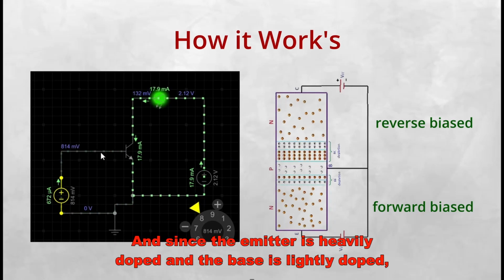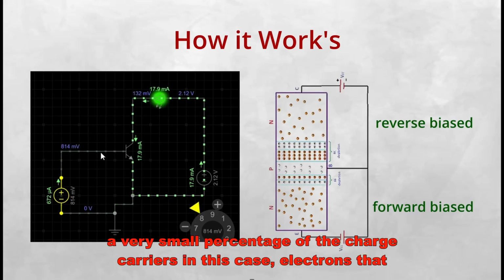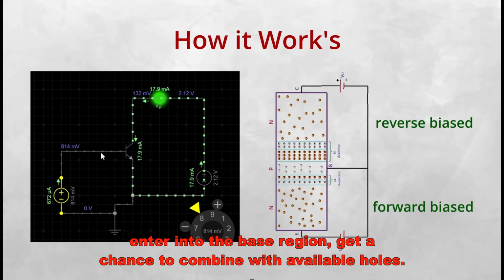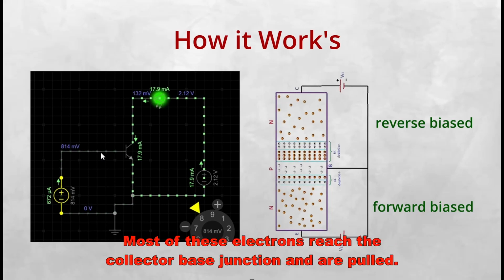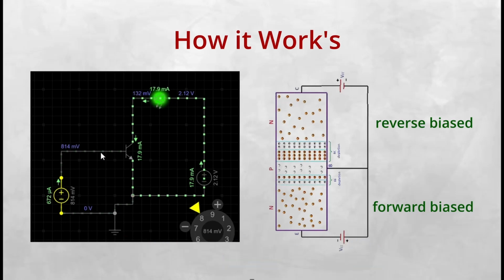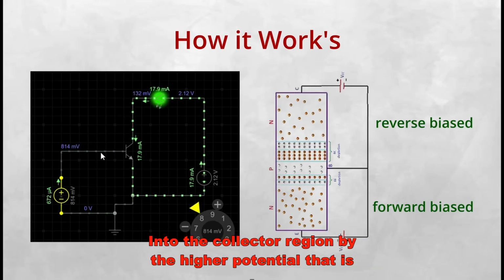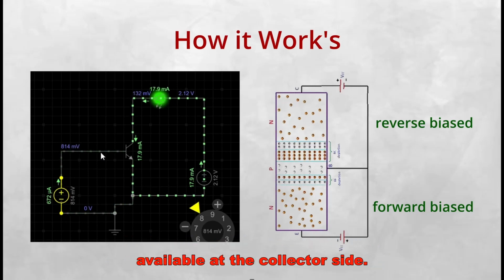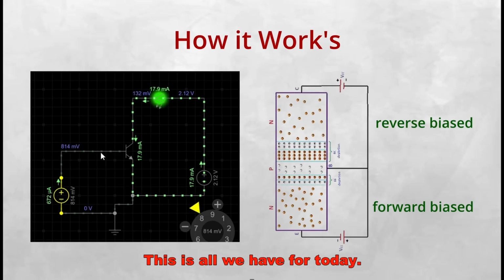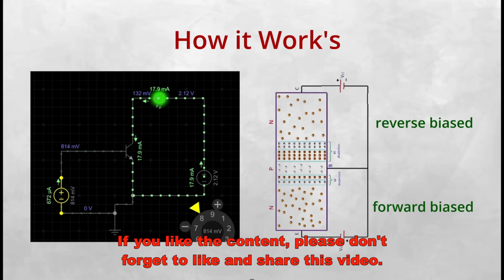And since the emitter is heavily doped and the base is lightly doped, a very small percentage of the charge carriers, in this case electrons, that enter into the base region get a chance to combine with the available holes. Most of these electrons reach the collector base junction and are pulled away into the collector region by the higher potential that is available at the collector site.